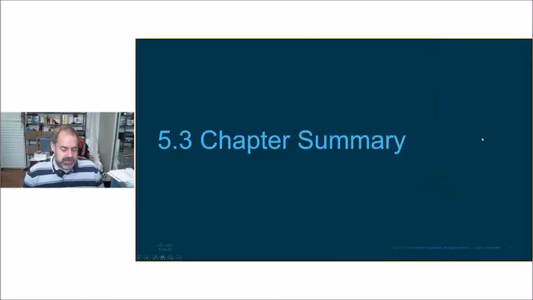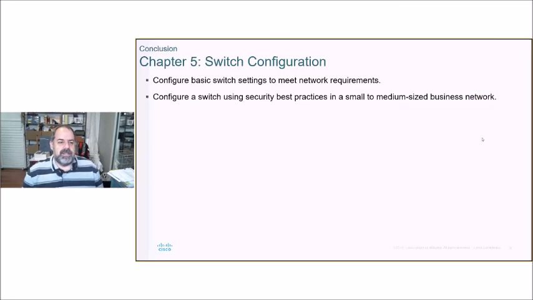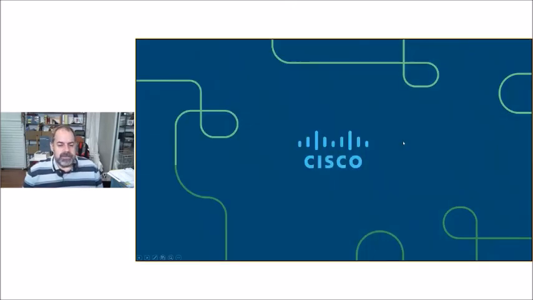Okay, so that's it for the chapter. We've looked at basic switch configuration, and we've looked at some security best practices, including SSH and port security. So there's the logo. The next chapter is chapter 6, and that's all about VLANs. So I'll see you then.